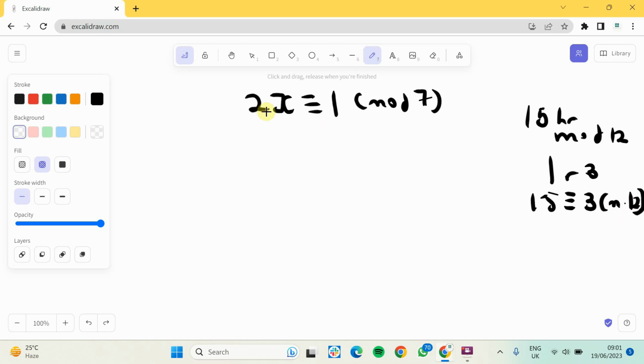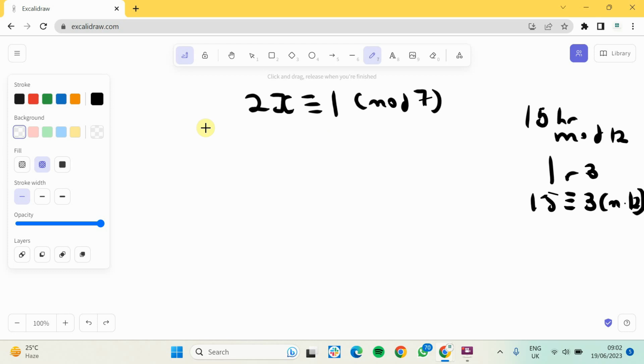So what would be that multiple of 2, right? That by the time I divide it by 7 would give me a remainder of 1. Let me think. What is that multiple of 2? Because it's 2x. What is the multiple of 2 that when I divide by 7 would give me a remainder of 1?